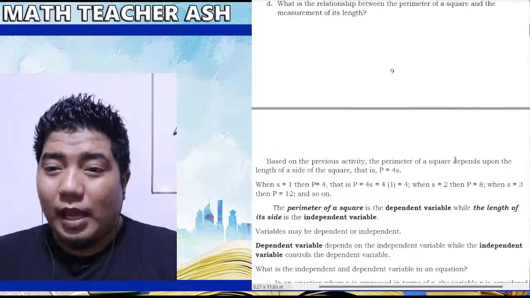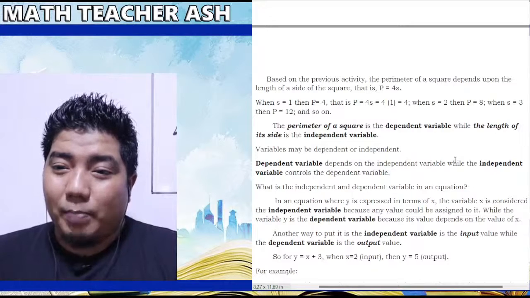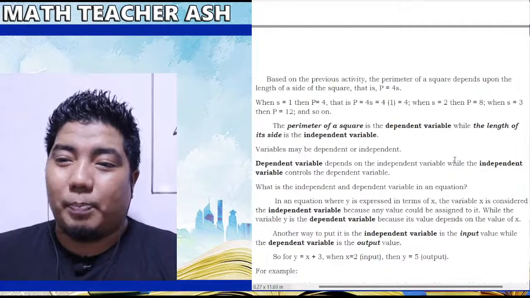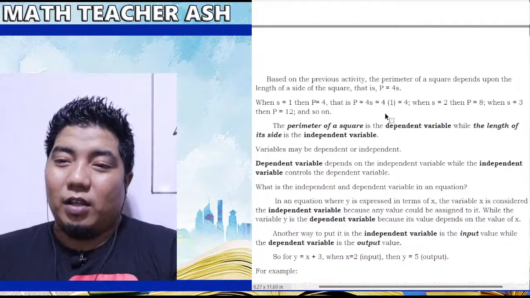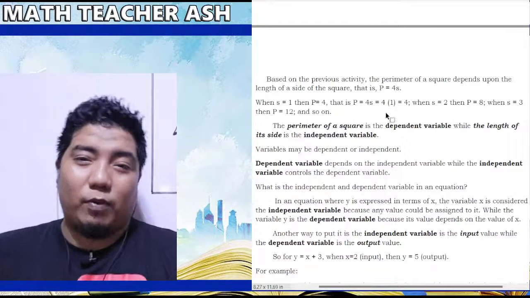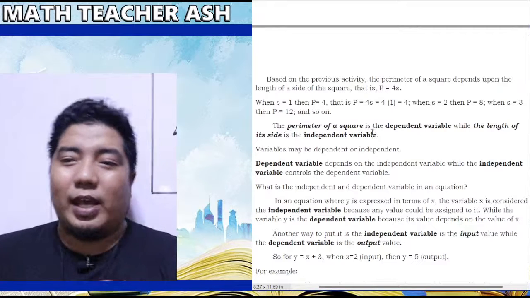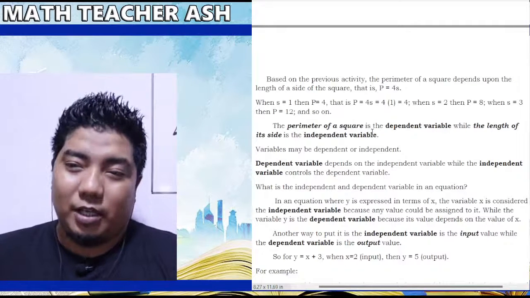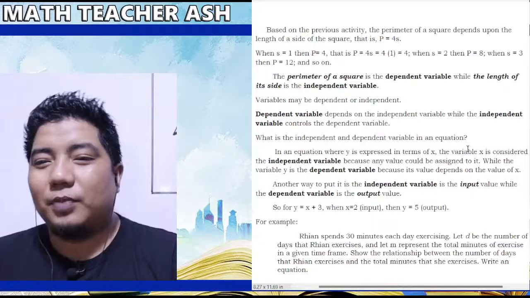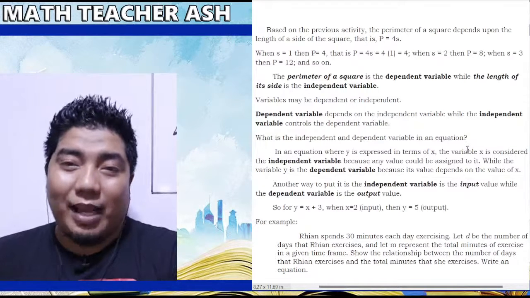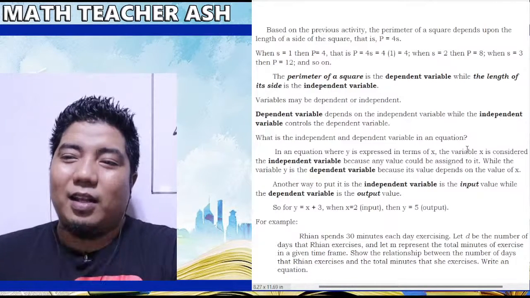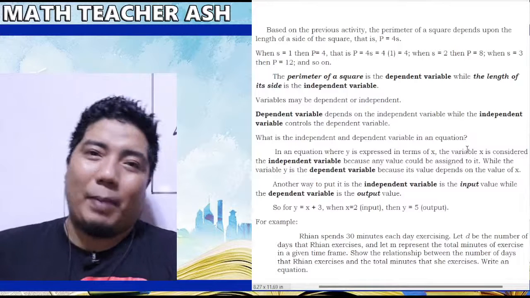Okay. Next, we have here, based on the previous activity, the perimeter of a square depends upon the length of the side. So, the formula for the perimeter of a square is 4 times s, or 4s. When s is 1, the perimeter is 4. When s is 2, the perimeter is 8. Okay, and so on and so forth. So, the perimeter is the dependent variable, and the length of its side is the independent variable.